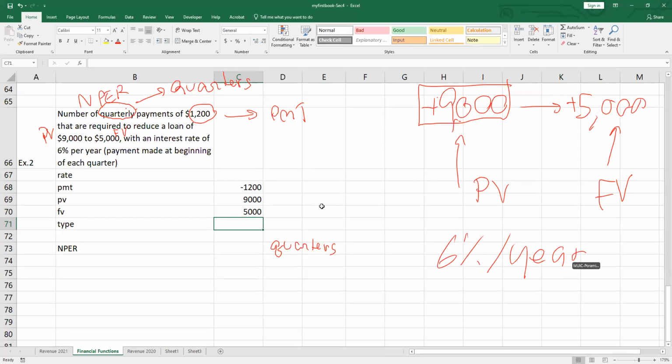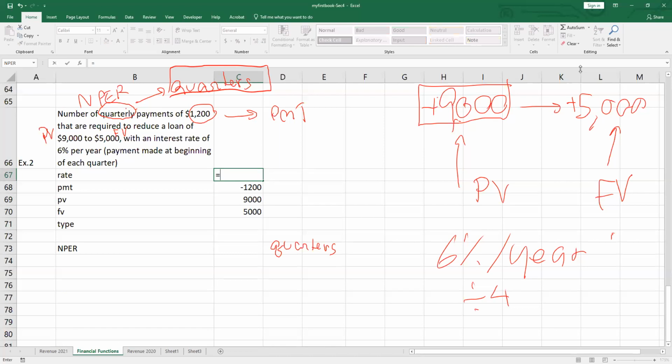But we said that we want to find the number of quarters. Then you have to convert the interest rate per year to become the interest rate per quarter first. In order to change the interest from year to quarter, you have to divide it by 4. So it will become the interest rate per quarter. In here I put equals to 6% divided by 4, and this is the interest rate per quarter.